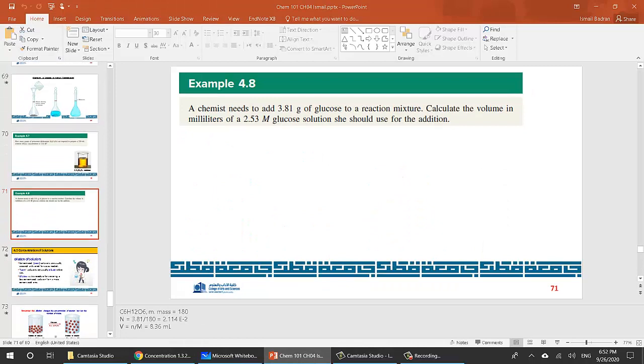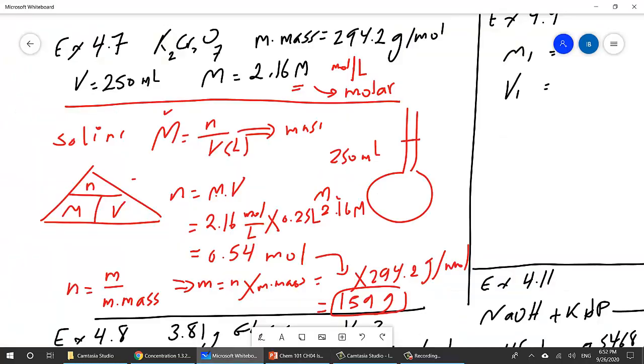Here's another question that says a chemist needs to add 3.181 grams of glucose to a reaction mixture. Calculate the volume in milliliters of 2.53 molar glucose solution that she chooses for the addition.